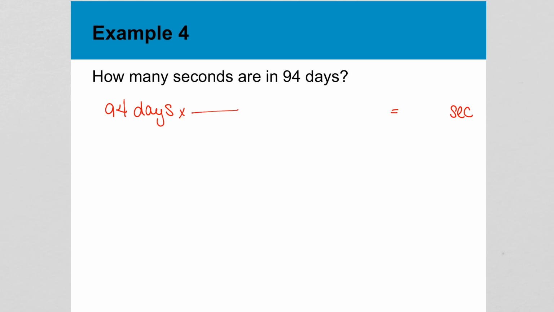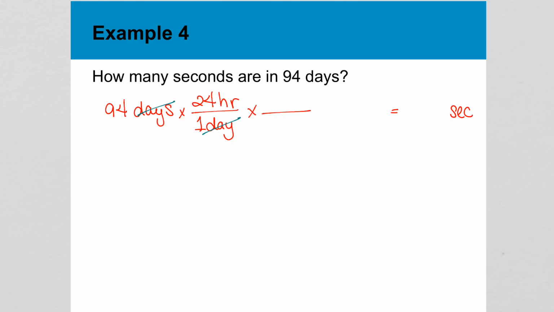But I know how many hours are in a day, and I know how many minutes are in an hour, and how many seconds are in a minute. And that gets me to seconds. So we're going to go through this process to get us all the way there. So we know that there are 24 hours in 1 day. 1 day needs to go on the bottom so that it will cancel out. So our days have canceled.